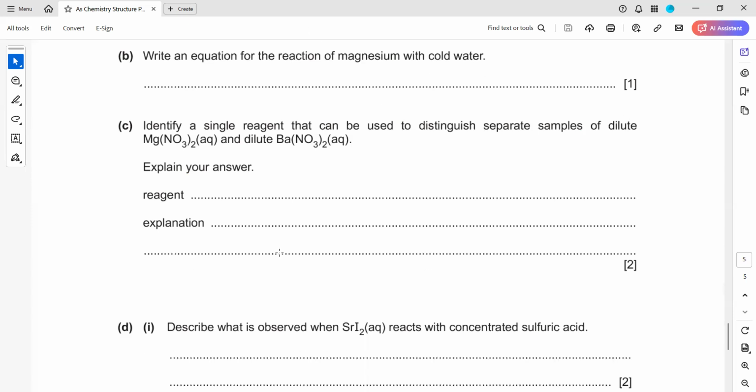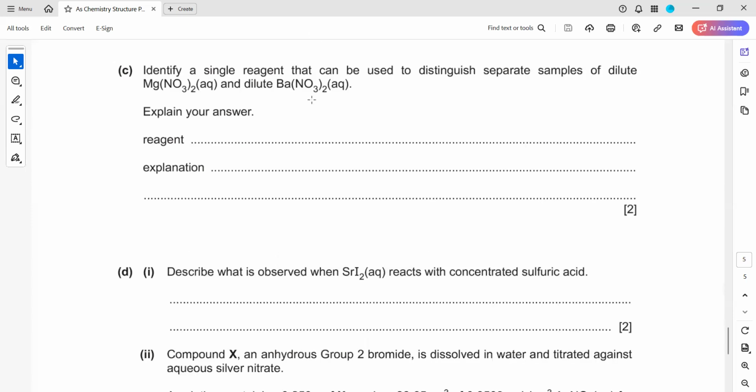Next: identify a single reagent that could be used to distinguish separate samples of dilute magnesium nitrate and barium nitrate. So we know barium sulfate is insoluble. So what we can add here is sulfuric acid, H2SO4, aqueous sulfuric acid. When we add sulfuric acid, magnesium sulfate will be formed. Most sulfates are soluble except calcium, barium, and lead. So magnesium sulfate is soluble, so no visible change will be there in the solution.